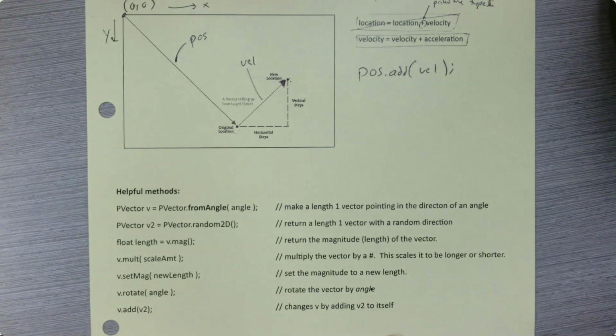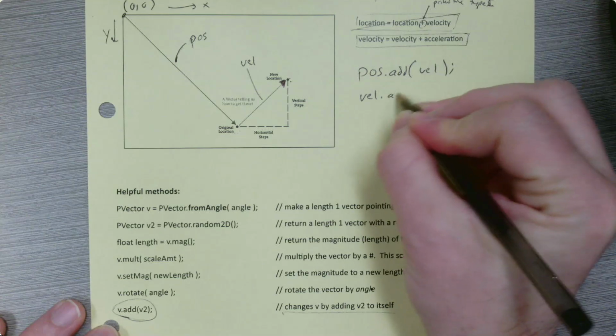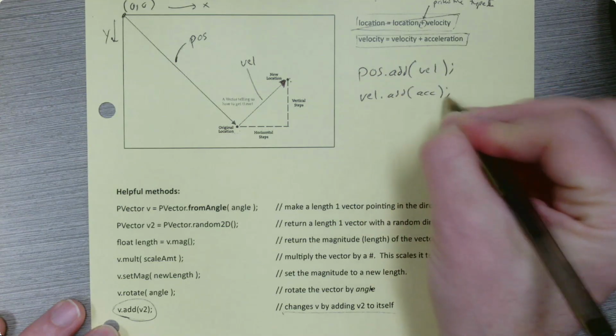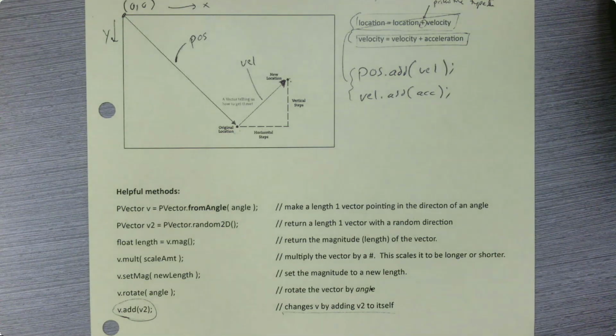If you look down at the bottom of the page here, this is like a reference for a bunch of helpful methods. We've just used this one. Changes v by adding v2 into itself. So that's all we've done up here. And then for velocity, we could say velocity dot add acceleration. So that's how you'd actually implement it.